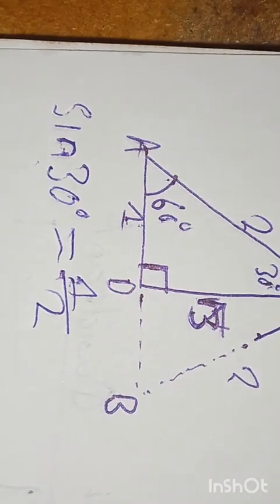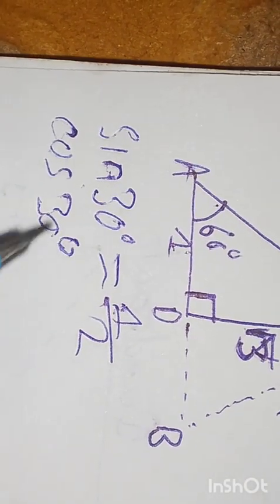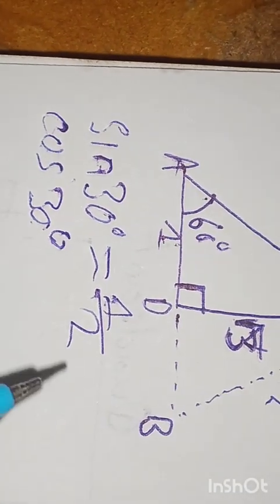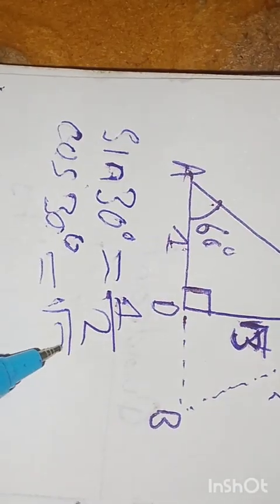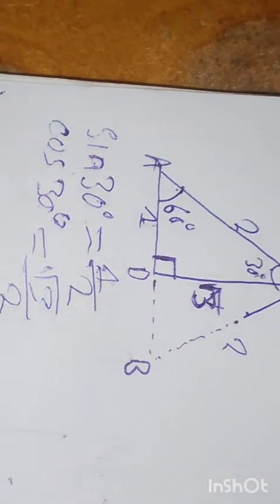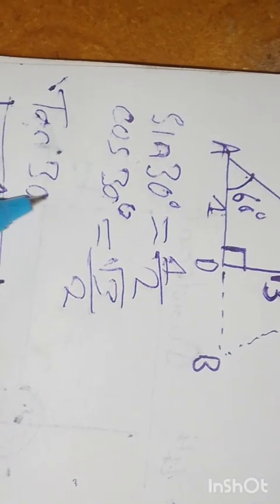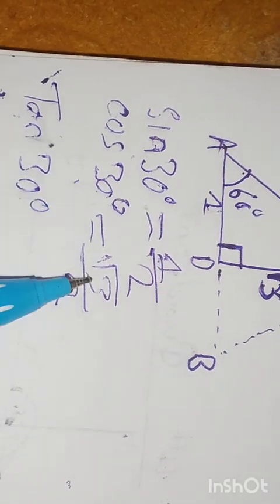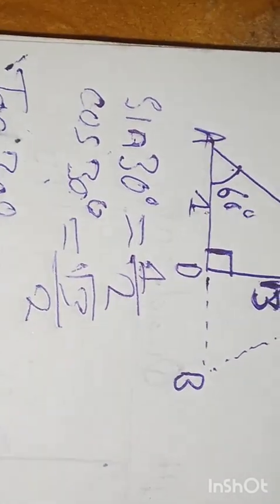Then we'll go to cos 30 degrees. Cos 30 degrees is adjacent over hypotenuse. Our adjacent is root of 3, so it is equal to root of 3 over 2. Then you have tan theta. Even for cos 30, when you punch it on the calculator and when you do root of 3 over 2, the answers are equally the same.